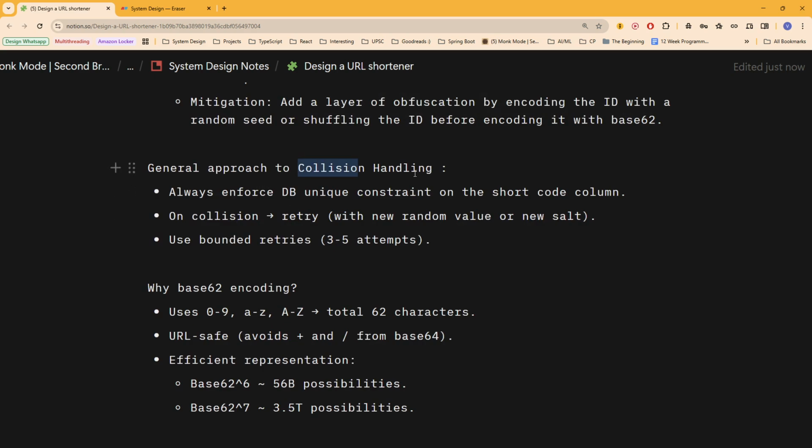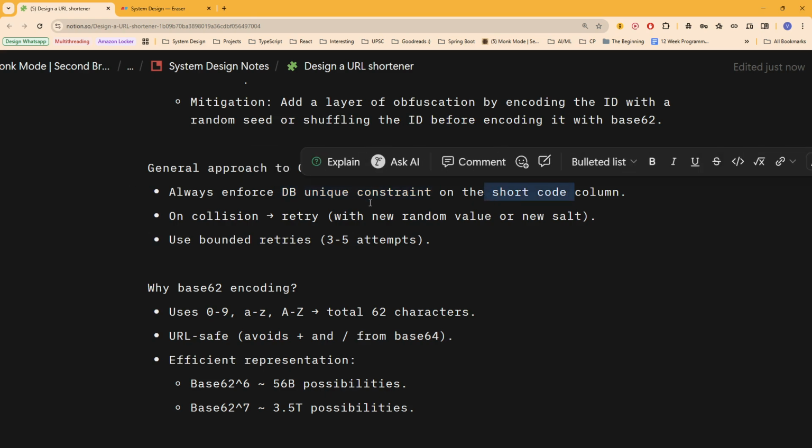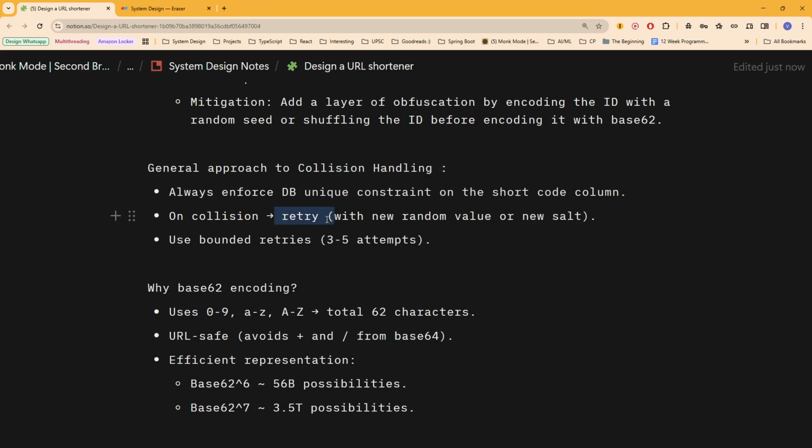Now, the general approach to collision handling. This can be a follow-up in an interview, right? If you are getting some collisions, the general approach is always to enforce a DB unique constraint on the short code column. This is very important. And on collision, you will have to implement a retry mechanism.